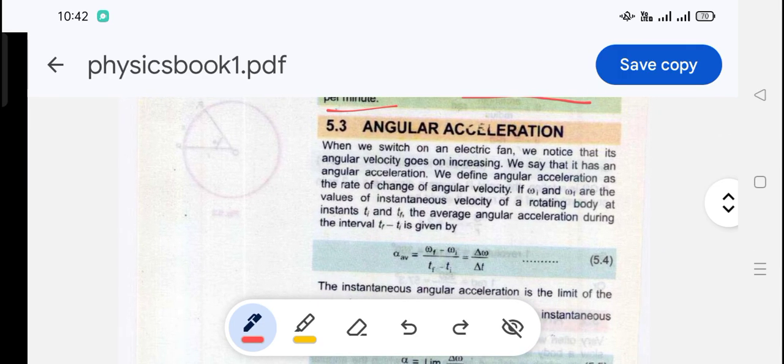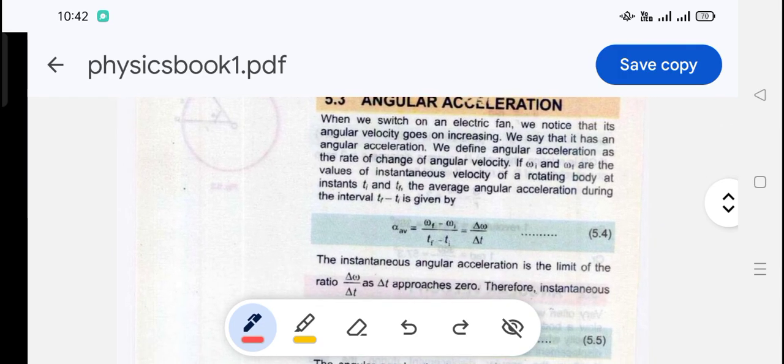Now we will see what is angular acceleration. When we switch on an electric fan, we notice that its angular speed goes on increasing. We can say that it has an angular acceleration. We define angular acceleration as the rate of change of angular velocity.